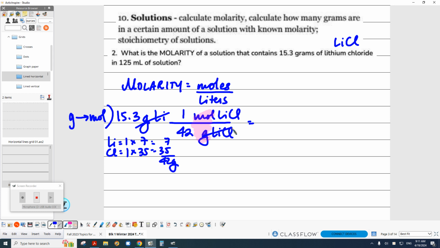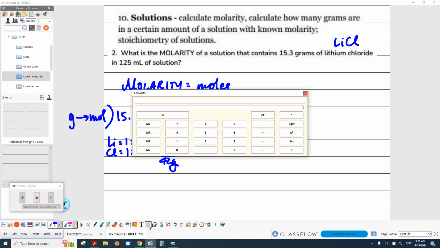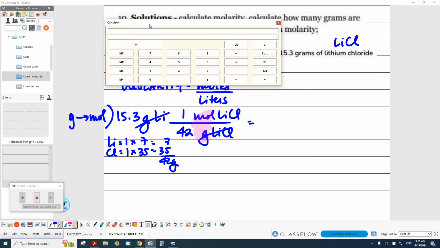If you got 100, good for you. If you didn't, check your work. Understand why you didn't get 100. Therefore, the work for the calculator is 15.3 times 1 divided by 42. And the answer is 0.364 moles of lithium chloride.